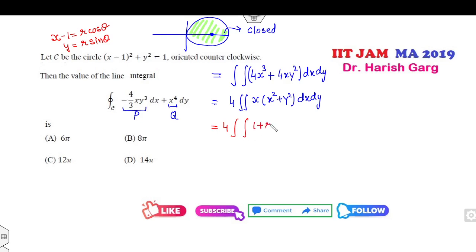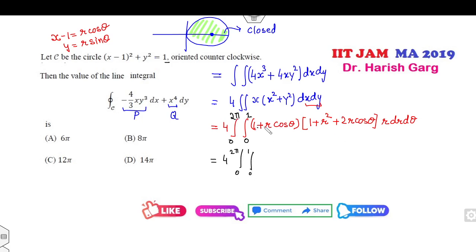X is 1 plus r cos theta. Fine, x square plus y square. So x is 1 plus r cos theta, so it is 1 plus r square plus 2r cos theta. dx dy is r dr d theta. What are the limits? Radius is 0 to 1 and it's a complete circle. It's 0 to 2 pi. Now what is the integration of this?